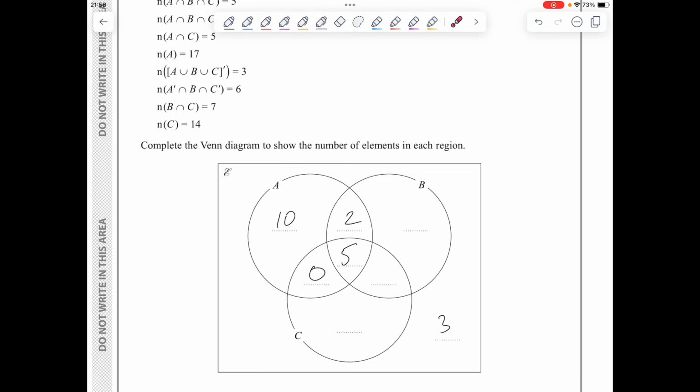Next, I have A dash intersection B intersection C dash. That means B without everything else, which is this region, is equal to 6. Then the intersection of B and C, which is this one, is equal to 7. That means that I have a 2 here. And finally, the whole of C is 14. I already have 7 there, so I'm missing another 7.